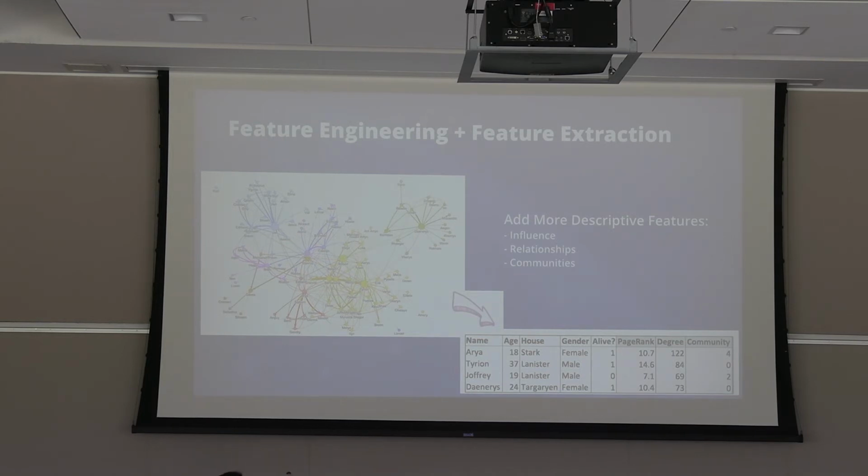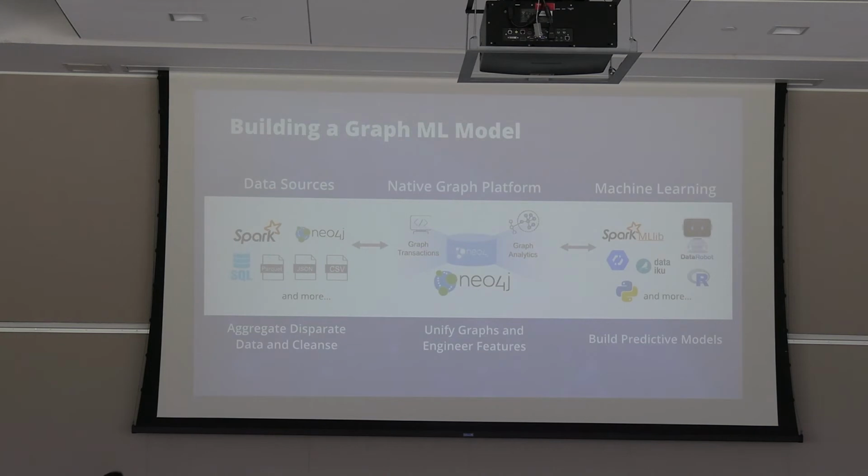Then we can run over our graph. We can run things like influence, so page rank. We can look at the number of relationships, and we look at the community that those individuals are in, and add those as additional columns onto our tabular structure. So now we know who has the highest page rank. We could look at the number of connections going in or out of the node, that's degree centrality, and then the community that that person belongs to. And you'll build out a model kind of like this. So you'll have various data sources all over the map.